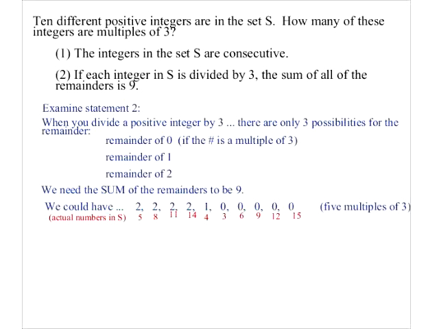So that's one. We could have 5 different multiples of 3. Or let's try to make as few as possible. We could have a bunch of remainders that are 1. So we could have 1, 1, 1, 1, 1, 1, 1, 1, 1, and 0. So only one multiple of 3.